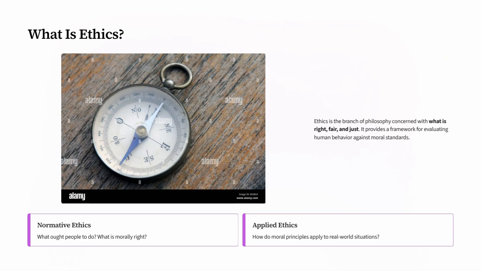Normative ethics focuses on what people ought to do and what makes an action morally right. Applied ethics takes those broader principles and examines how they guide decisions in real-world situations, where values conflict and the best course of action may not be immediately obvious.